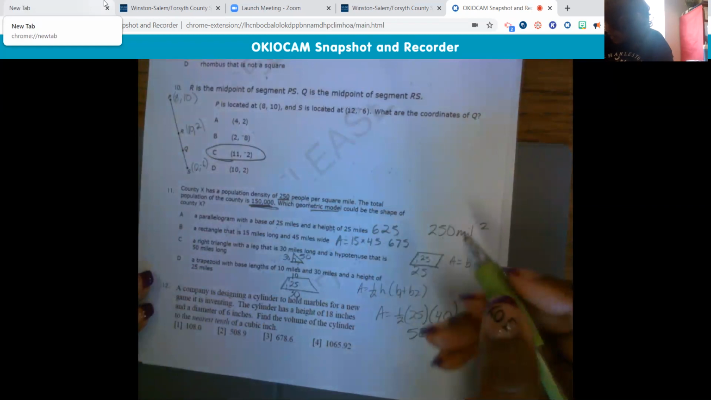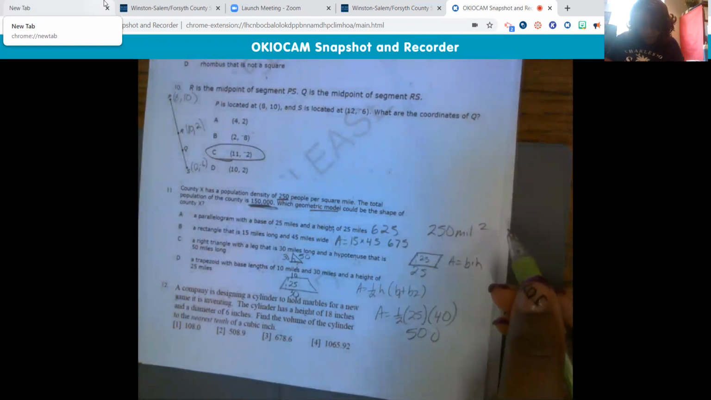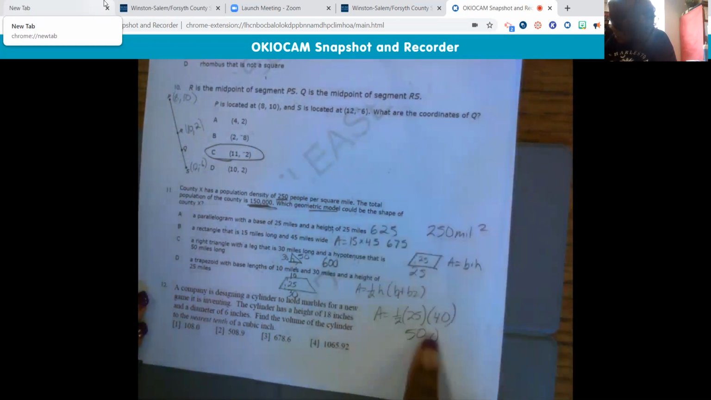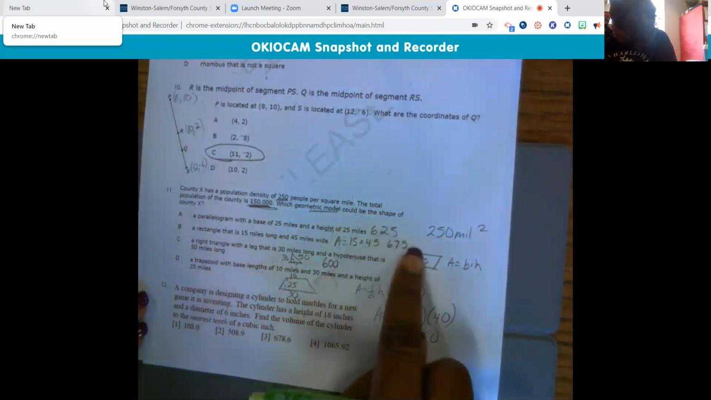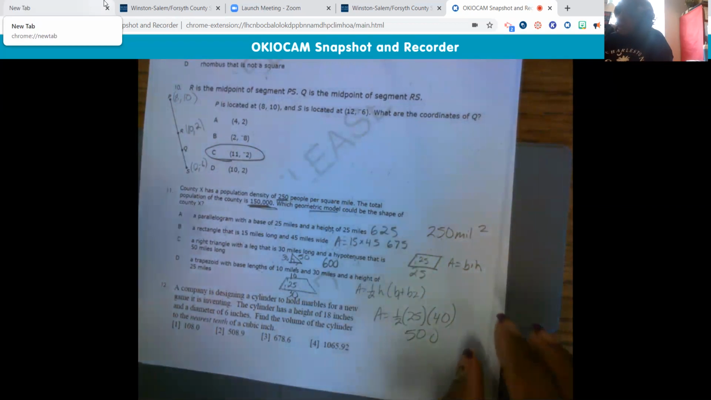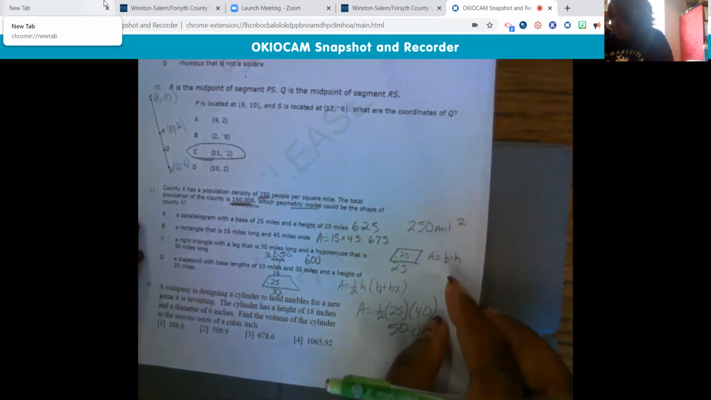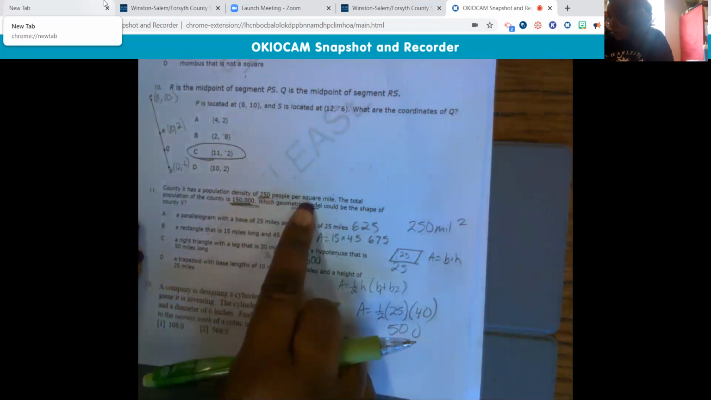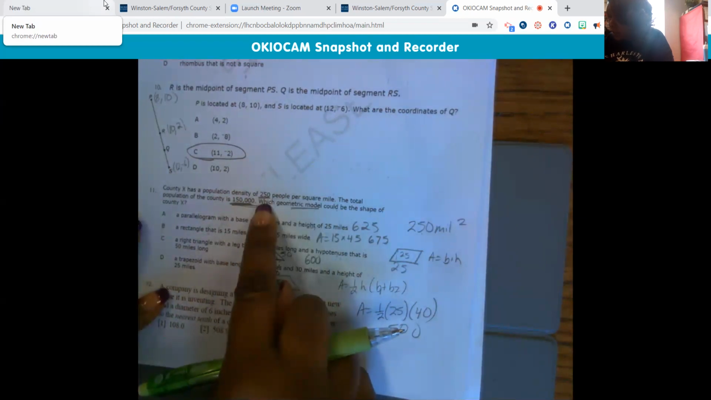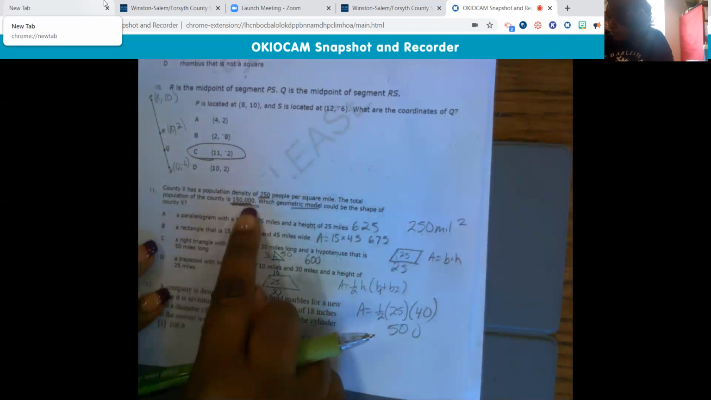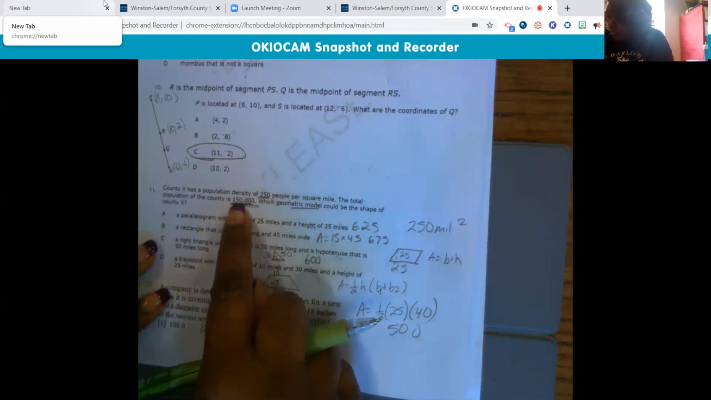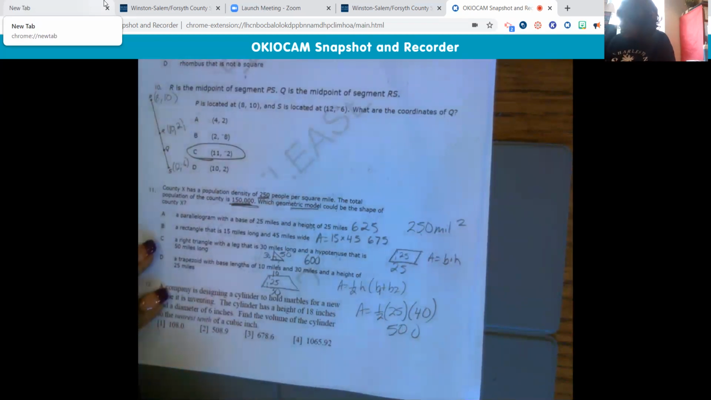So I'm glad I wrote those out. So this area, what's this area? This area is 600. And this area is 500. So I wrote them all out. Okay, good. All right, so let me see. So if this is 200 per square mile. Oh my goodness. So the total population is this. So let's see how many, if in each square mile is 250. So let's divide to see how big that's gonna be.